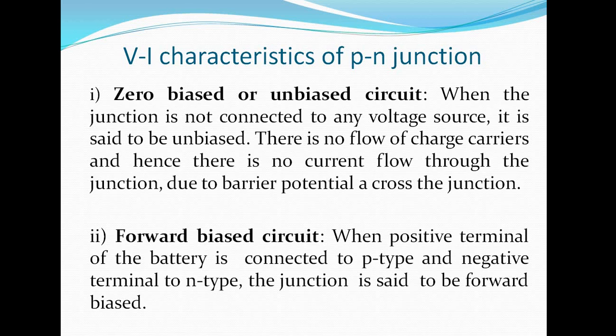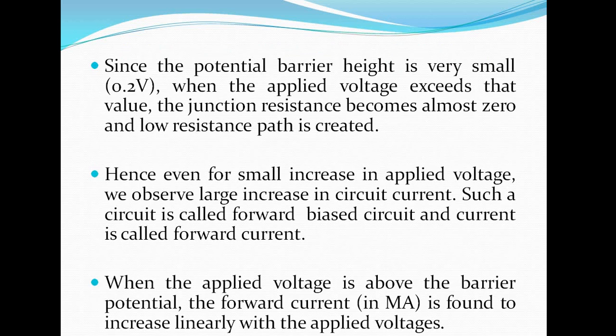Forward biased current. When the positive terminal of the battery is connected to the P type, and the negative terminal of the battery is connected to the N type, it is said to be forward bias. In the forward bias, what happens? For a small increase in voltage, a large current is produced.